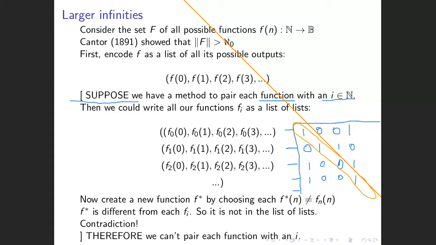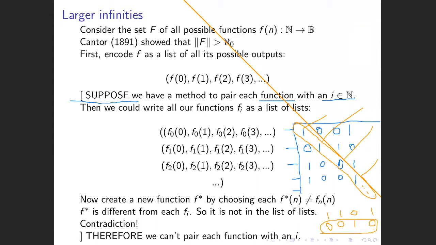We're going to read off the numbers in the diagonal, which in this case is 1, 1, 0, 1. And then we're going to invert all the bits, so we get 0, 0, 1, 0. And this goes on forever. It's an infinite list, and so therefore this goes on forever as well.